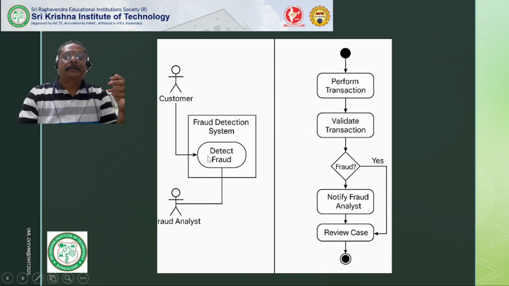So the use case we are working on is detect fraud, and in that, first the user will perform the transaction, then the system will validate the transaction. If fraud is found, yes, then it goes to review case. If fraud is not found, then notify the analyst, select this is the situation, and then finally review the case.